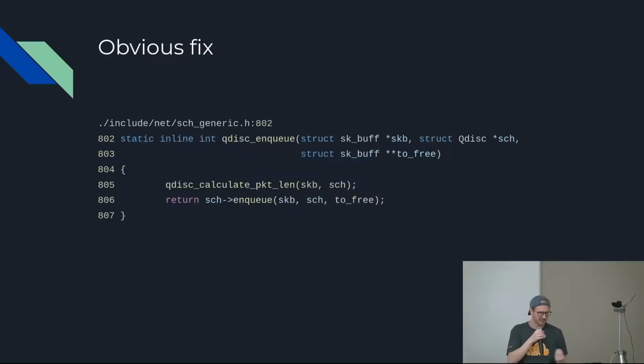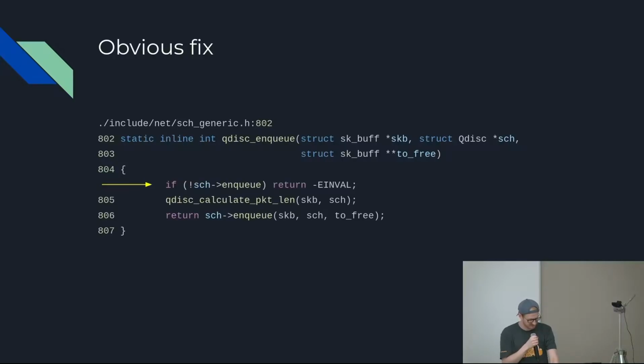And in this case, this is what that actually looks like. So we have static inline int qdisc_enqueue. This is the actual function that is performing the crash, specifically on line 806. But to me, this seems like an obvious fix, right? We can just put in if not sch->enqueue.